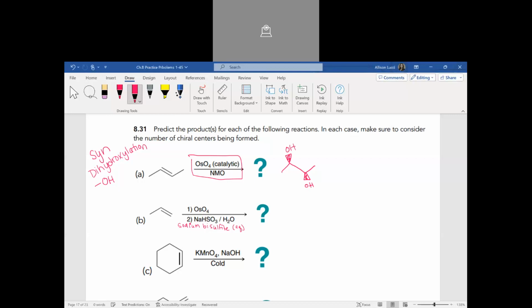They made us note here that we want to pay special attention to the number of chiral centers being formed. So we have 2, so we'll have this product plus enantiomer.